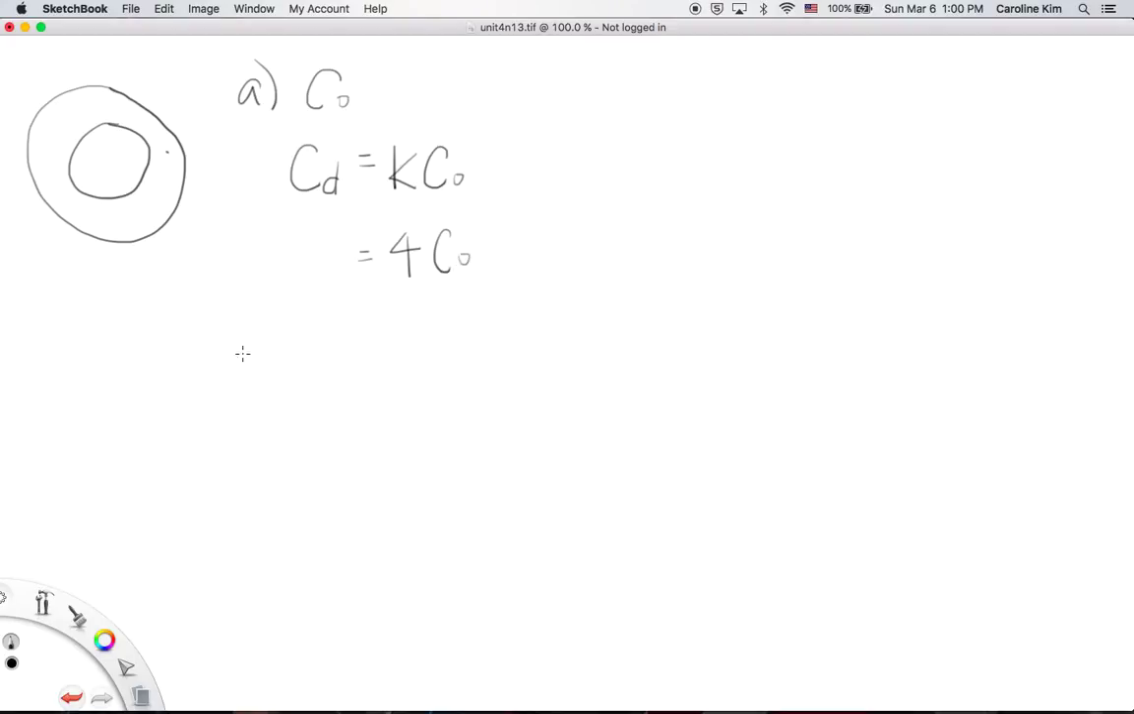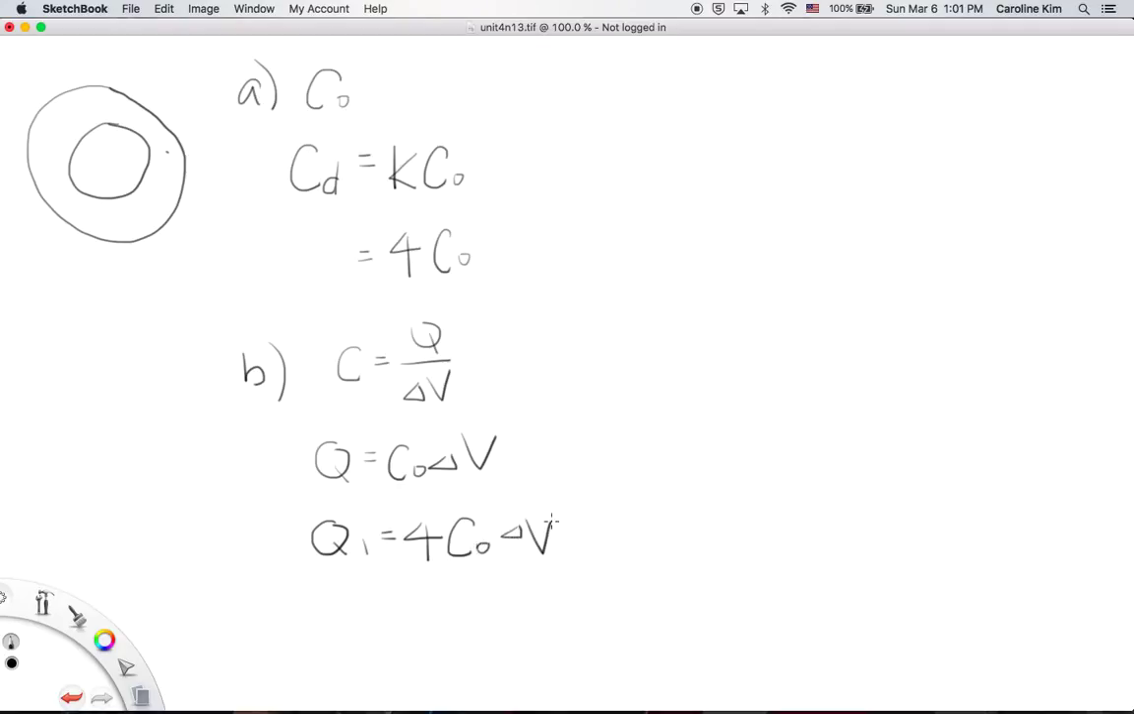So that's part A. Part B asks, with the same delta V between the shells in both cases, find the ratio of the charge stored in this situation to that stored in problem 3. We know that C equals Q over delta V. In the initial situation, Q is just going to equal C naught times delta V. In our new situation, the capacitance is going to be 4 times the original capacitance, and delta V would be the same because that's what's given in the problem. So the ratio between the two charges would be 4 to 1.